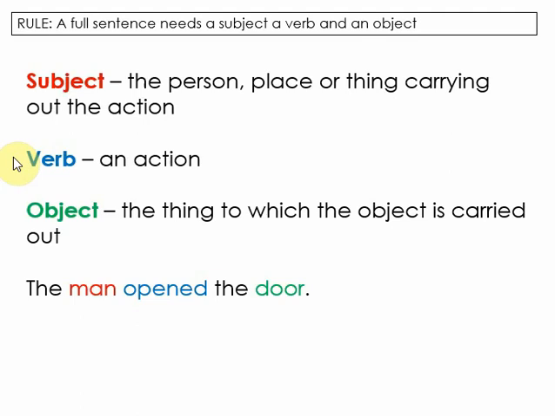Okay, so a full sentence needs a subject, a verb, and an object. For example, the subject is the person, place, or thing carrying out the action. A verb is an action. An object is the thing to which the action is carried out. The verb is performed upon the object, if you like. An example would be, the man opened the door. It would be really worth you pausing the video here and writing down the bits on that slide: subject, verb, and object.